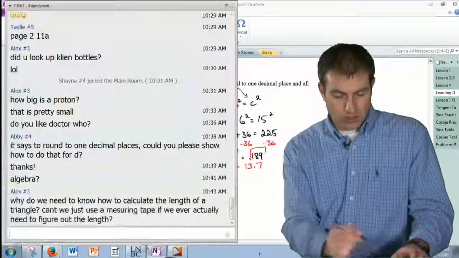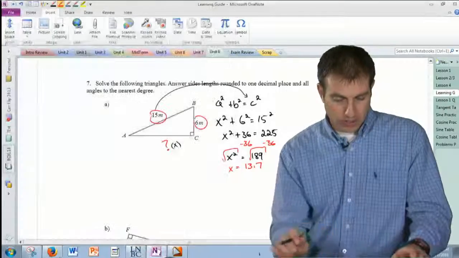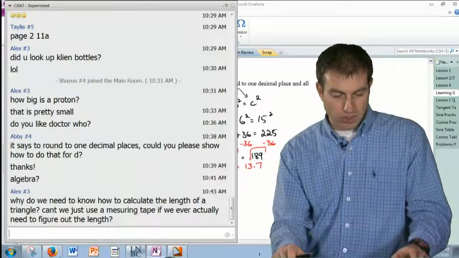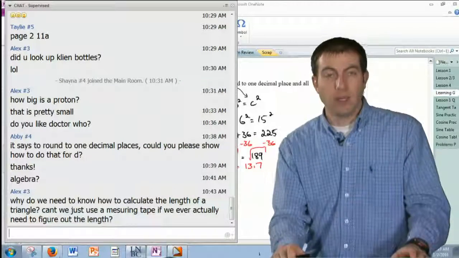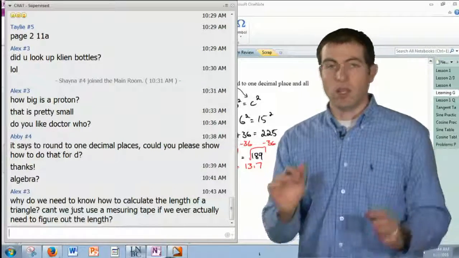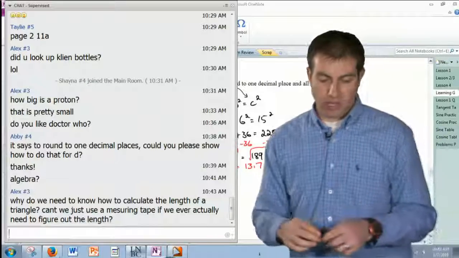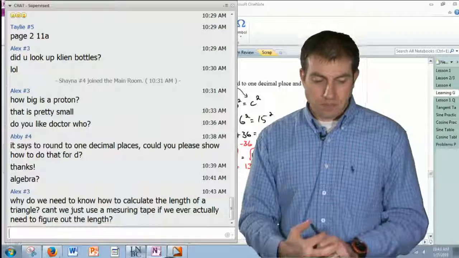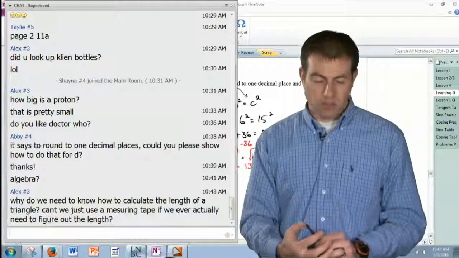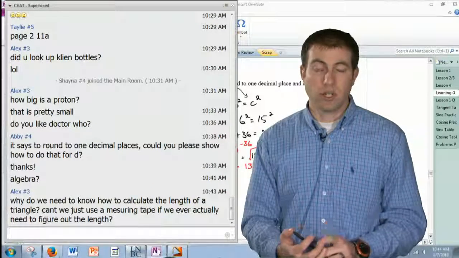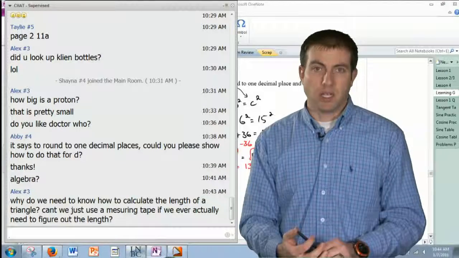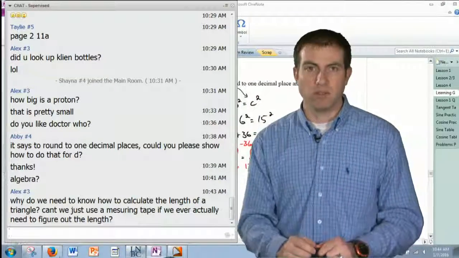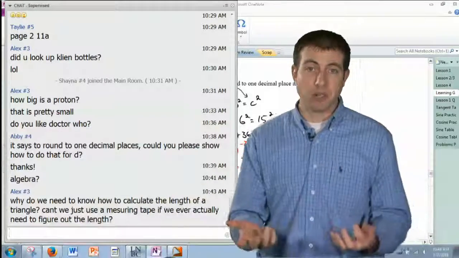It's a good question, Alex. Why do we need to know how to calculate the length of a triangle? Can't we just use a measuring tape if we need to figure out the length? I kid you not, this happened to me this summer. My father-in-law has a big pine tree in his backyard, and he said, hey, can you help me figure out how tall the tree is? And I said, sure. I mean, you could probably climb to the top, but it gets kind of flimsy. You'd probably fall. It was about 70 feet tall. So maybe measuring it wouldn't have been the best option.